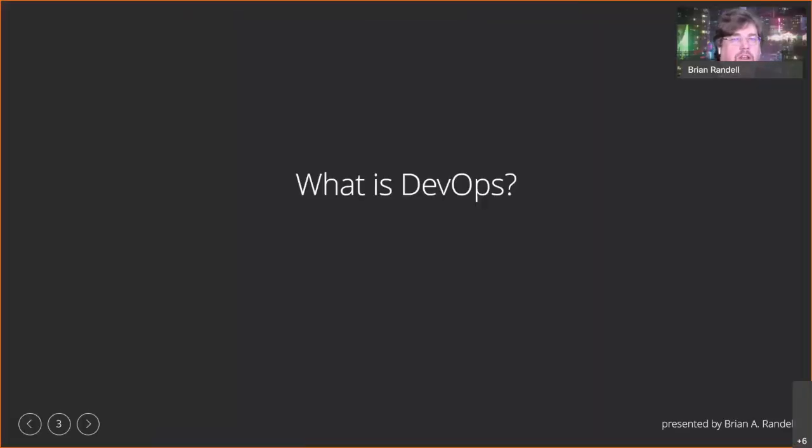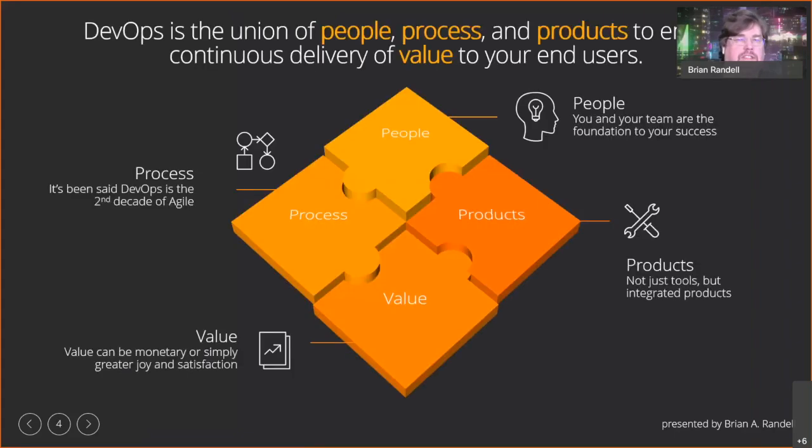So let's just get right into this and make sure we're level set on the concept of DevOps, right? When we think about what is DevOps, there's lots of different definitions. Wikipedia has one, but I'm really fond of this definition, which comes from Donovan Brown at Microsoft. We talk about how DevOps is made up of this union of 3 key things: people, process, and products, with an ultimate goal of delivering value to your end users.